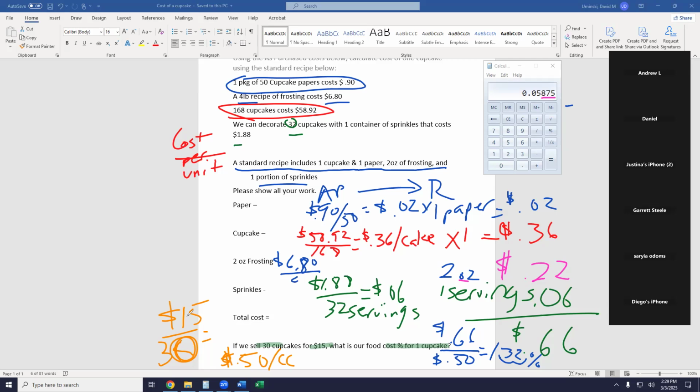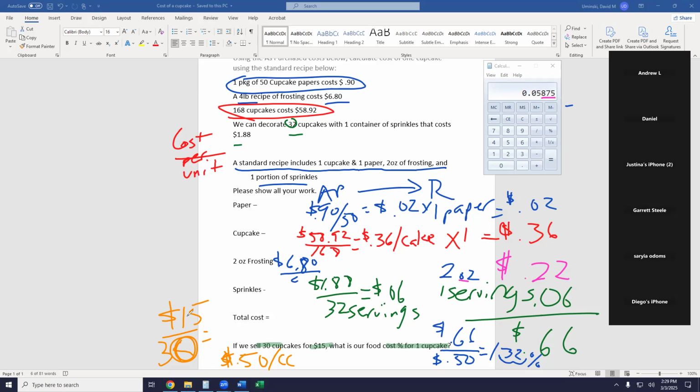What if I put no sprinkles and I only did 1 ounce of frosting instead of 2 ounces of frosting? That would save me 16 cents, would it not? 17 cents. I still wouldn't be making a very big profit, but I'd be making at least something. I won't be operating at a loss.